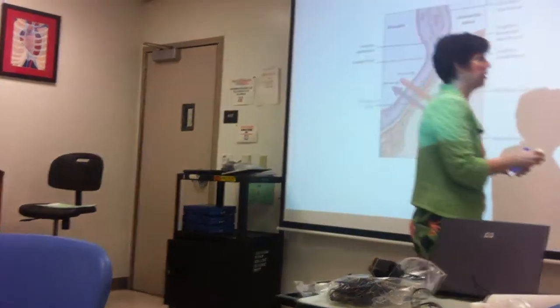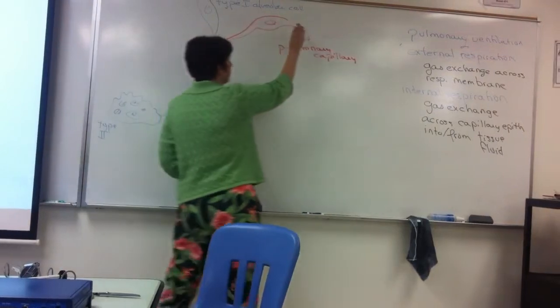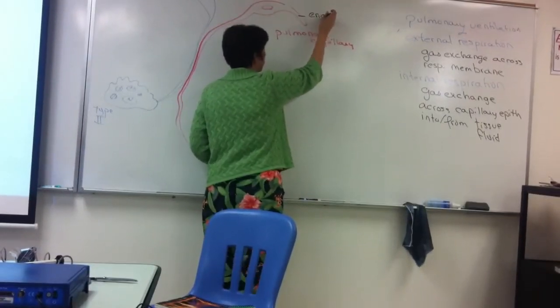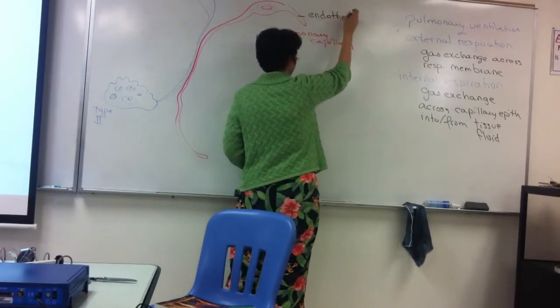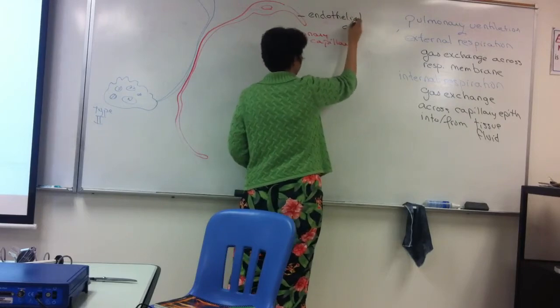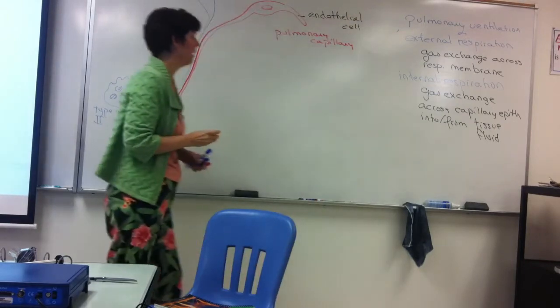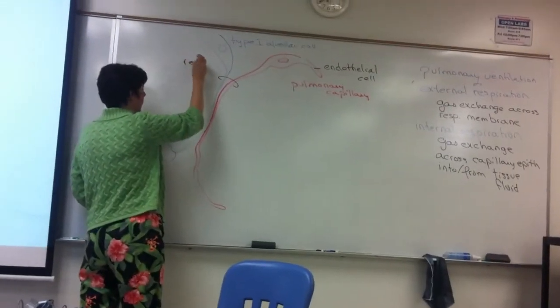So again, this structure with the two epithelia, this would be our endothelial. Remember, endothelial cell is the simple squamous epithelium lining a blood vessel or forming the capillary. And this would be our respiratory membrane.